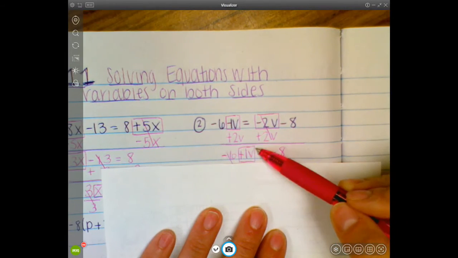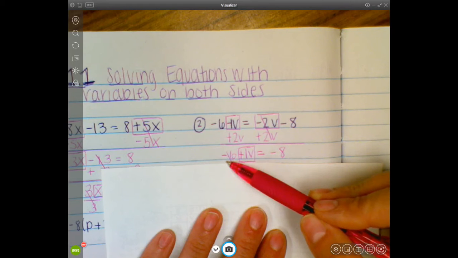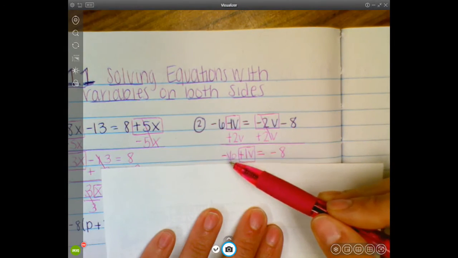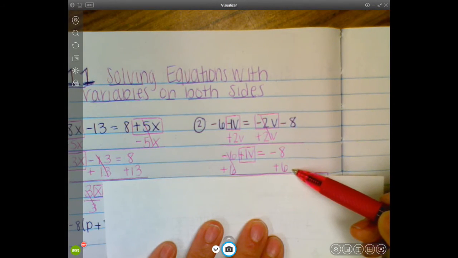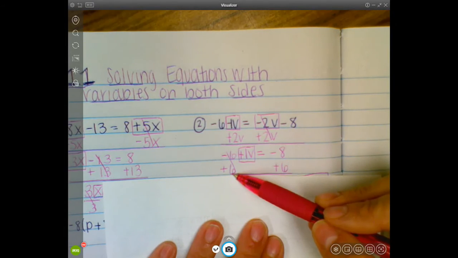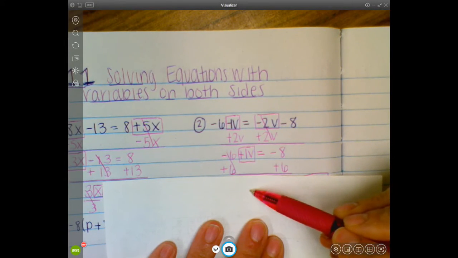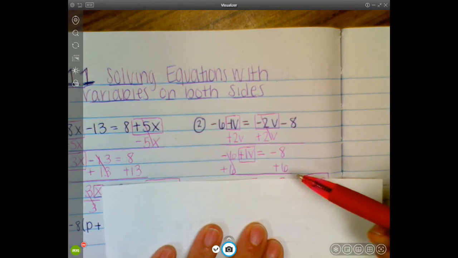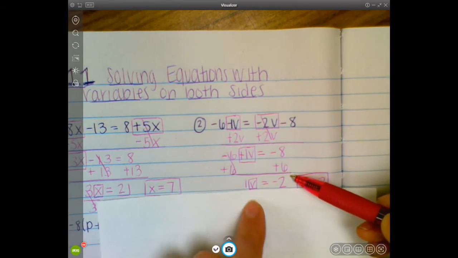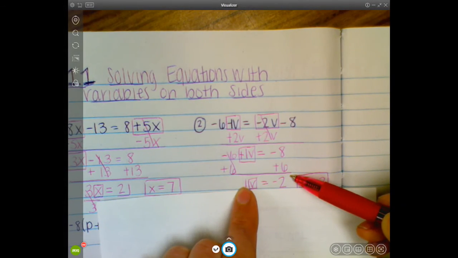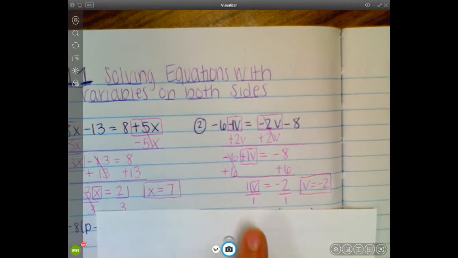Now when I box my variable, I know I need to get the negative 6 away. So I'm going to do the opposite of subtracting 6, which is adding 6. I'm going to add 6 to both sides. These 6's cancel, so I'm left with just 1v equals, and I get negative 2. Again, if I box my variable, I need to get the v by itself, so I have to get rid of that 1, which is multiplication. So I'm going to divide by 1 on both sides, and I will get v equals negative 2.